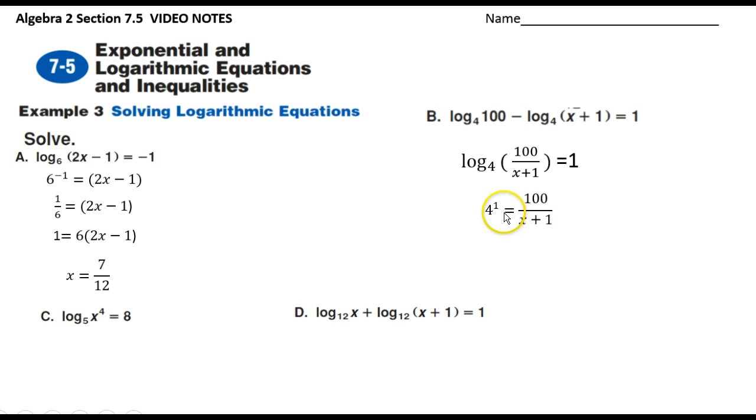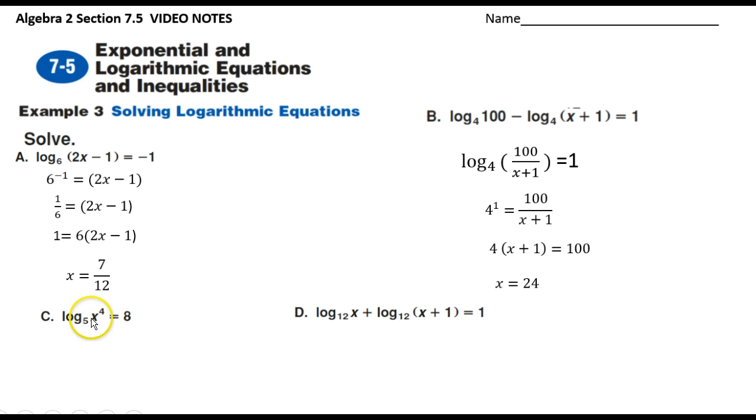This becomes another Algebra 1 type problem. We're going to multiply both sides by x plus 1, or you can think of this as cross multiplying. Multiplying by x plus 1 cancels this side, brings the x plus 1 to this side. We get 4x plus 4 equals 100, or x equals 24 when we solve that out. Okay, this is Algebra 1 stuff. I know I'm going through it quickly and skipping a couple steps to save time.